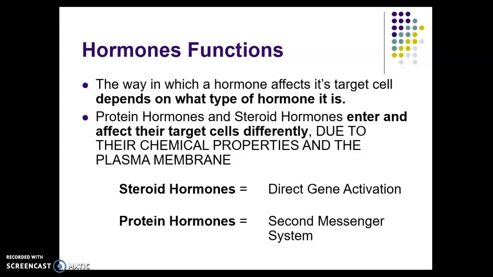Protein hormones, because they are not lipid soluble, they are charged molecules, have their receptors located on the plasma membrane cell surface. They bind with the receptor on the outside of the plasma membrane. That binding action actually stimulates a second messenger on the inside of the cell to carry out that protein hormone's bidding. It's almost like a tag team type effect.